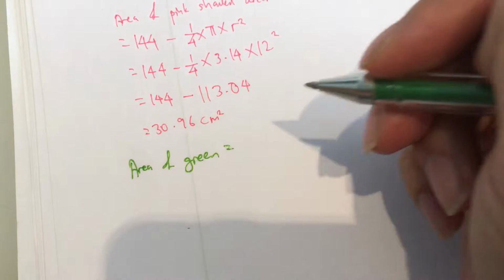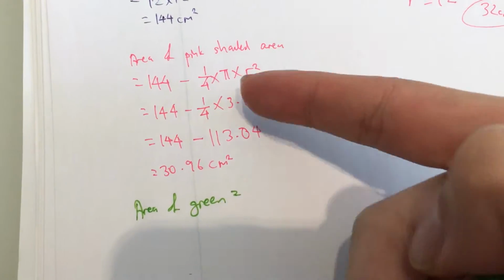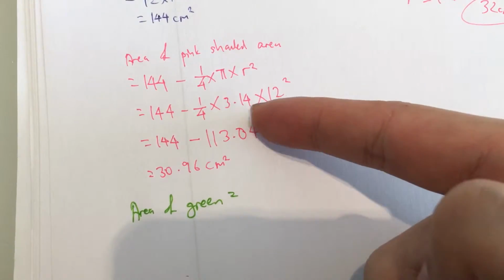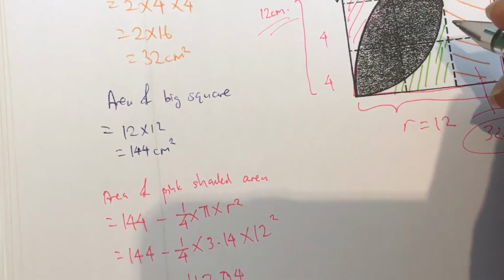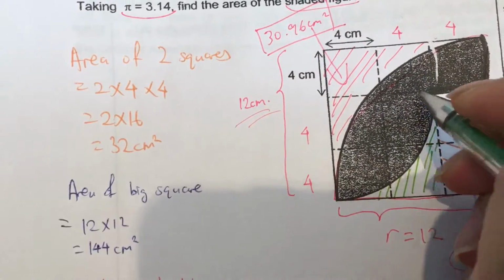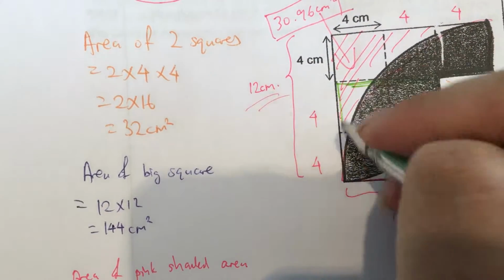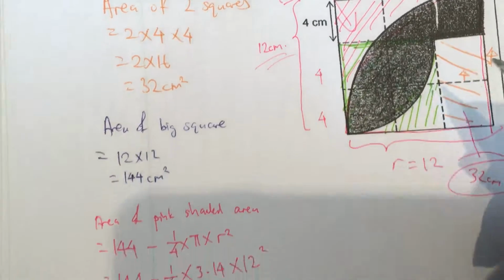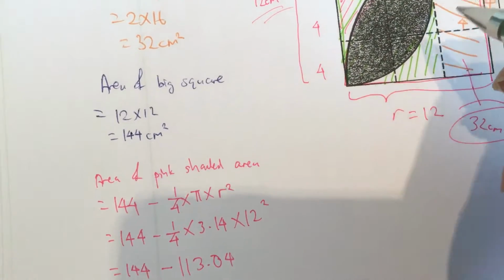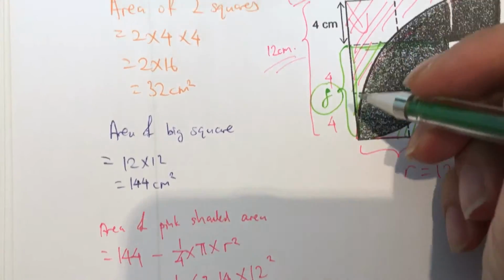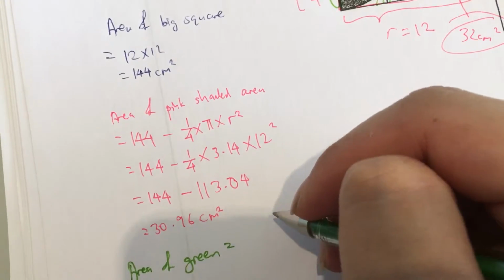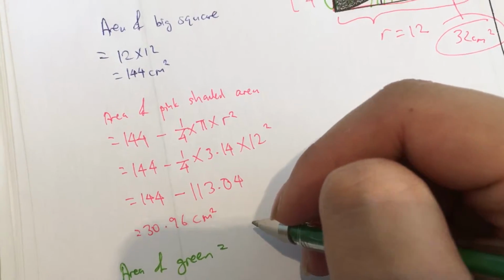The area of the green part, you just do the same step as finding the area of the pink shaded part. Again, can you see that this is another small quadrant? So we take the second radius, which is 8.